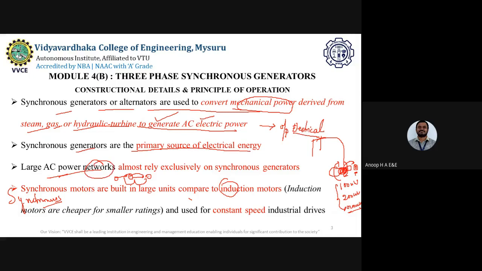So now when I talk about large AC power networks, which almost rely exclusively on synchronous generators, what do I mean by it? We have the voltage that is generated. I call it three-phase AC voltage. This three-phase AC voltage is generated by the synchronous generator, which is responsible for the generation of the three-phase voltage.